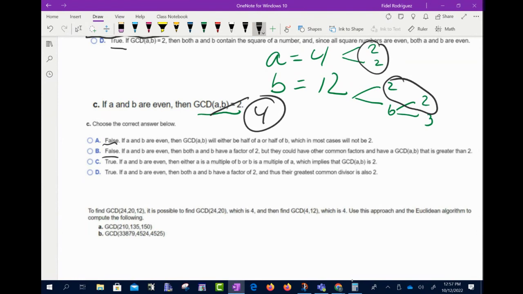If A and B are even, then the greatest common divisor will either be half of A or half of B. The greatest common divisor was not half of A, and it wasn't half of B. If A and B are even, then they both have a factor of 2, but they could also have other common factors that are greater than 2. Yes, that's what we're looking at.